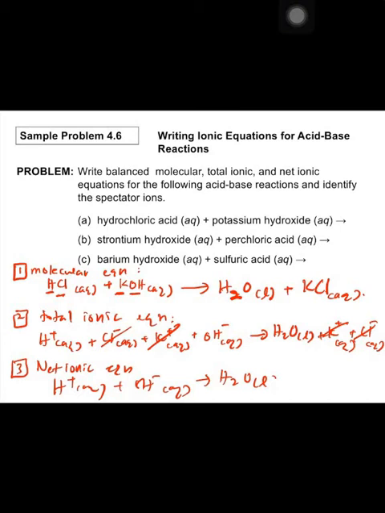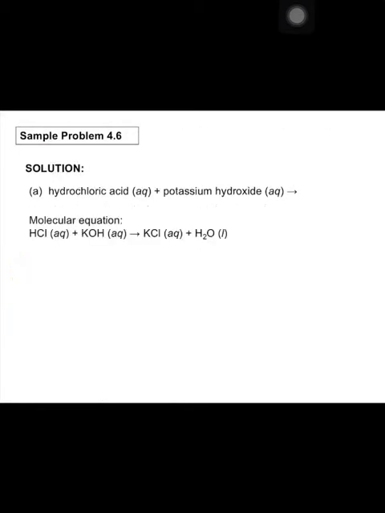Sebab dalam precipitation dia akan tunjukkan formation of precipitate. Tetapi untuk acid base reaction, our net ionic equation, tak kira lah apa jenis strong acid, strong base yang kita guna, our net ionic equation will be formation of water. Okay, itulah beza, the importance of net ionic equation. Dia akan bagi tahu kat kita apa jenis tindak balas. Okay, tak percaya kita tengok B pula.